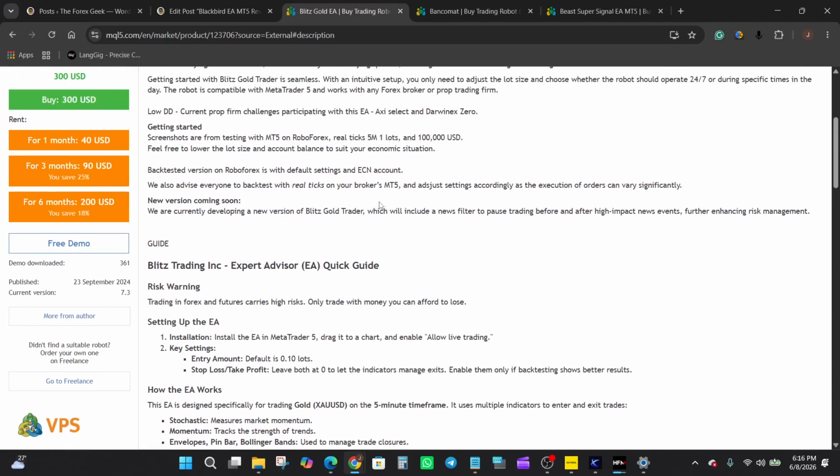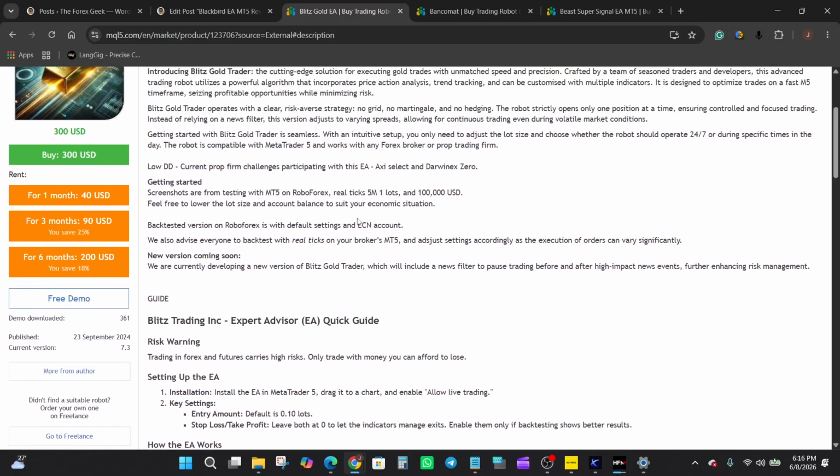As I continue through the page, the setup process appears relatively simple. Users mainly need to configure their preferred lot size and decide whether the EA should trade continuously or only during selected trading hours. The marketplace information also states that it can work with Forex brokers and prop trading firms.